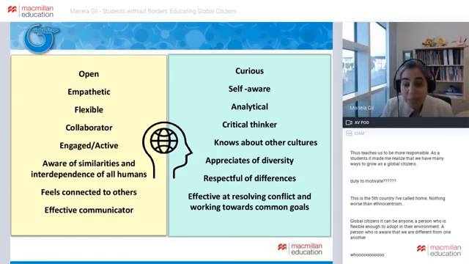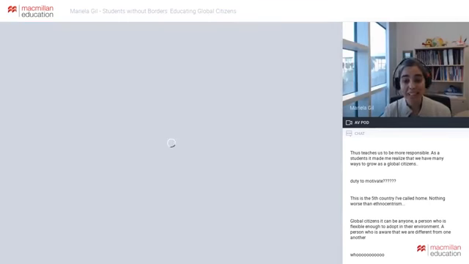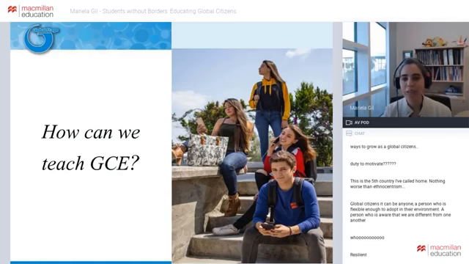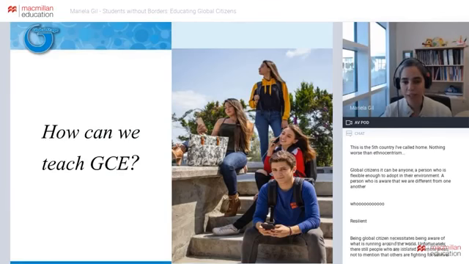Global citizens can be anyone. It can be a 3-year-old child. It can be an elderly person. It can be any one of us. We can develop this in all of our classrooms. So how exactly do we do this? How can we teach global citizenship education?